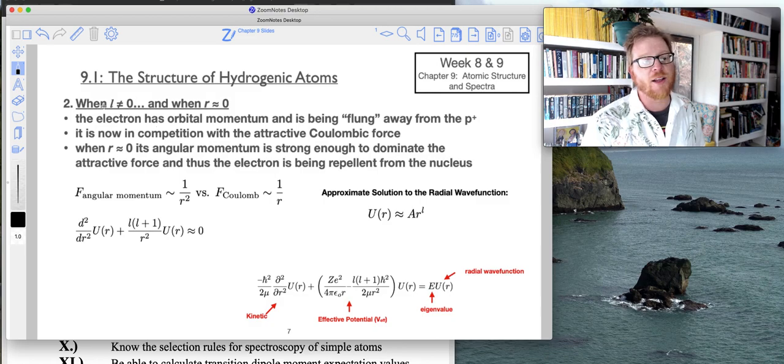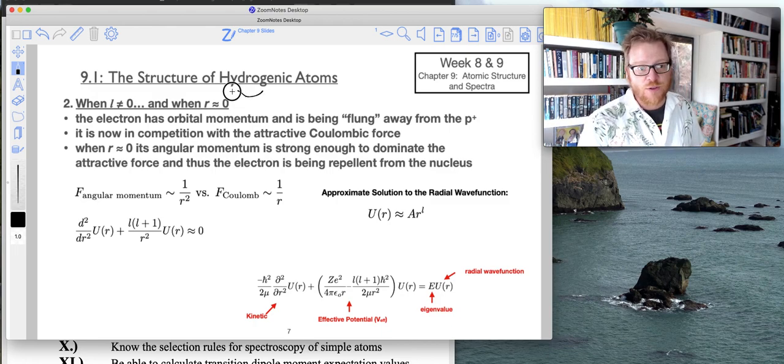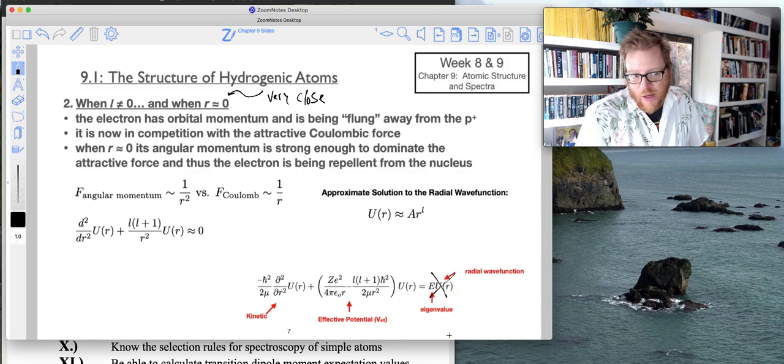What about when L is not equal to 0 and still when R is very close to the nucleus? Okay, so what happens to our Schrodinger equation then? Well, once again, when R is very close to the nucleus, we eliminate that whole side of the equation because u of r will be a very, very small function, all right?